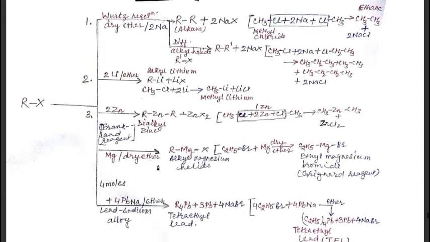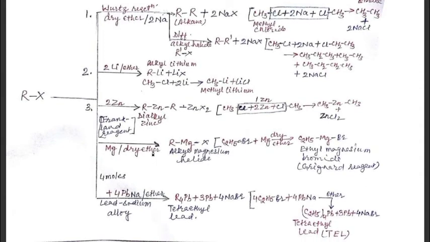Next is reaction with magnesium in presence of dry ether. Alkyl magnesium halides are produced with formula RMgX. These are called Grignard reagent or organometallic compounds. Example, when ethyl bromide is treated with magnesium in presence of dry ether, then we get ethyl magnesium bromide. It is called Grignard reagent or organometallic compound as there is a bond between carbon and metal.